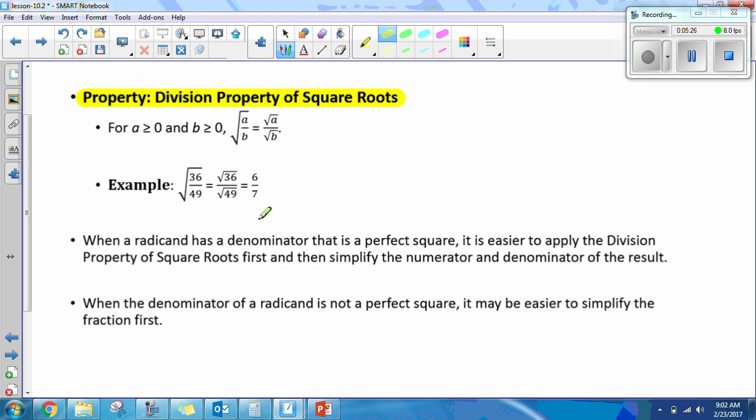When a radicand has a denominator that is a perfect square, it is easier to apply the division property of square roots first, and then simplify the numerator and denominator of the result. When the denominator of a radicand is not a perfect square, it may be easier to simplify the fraction first.